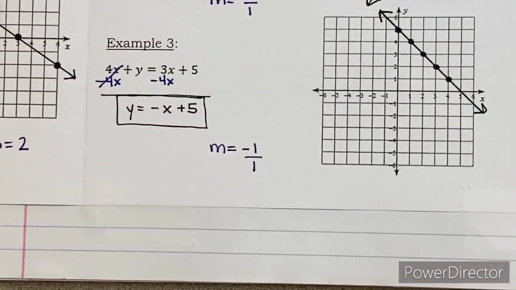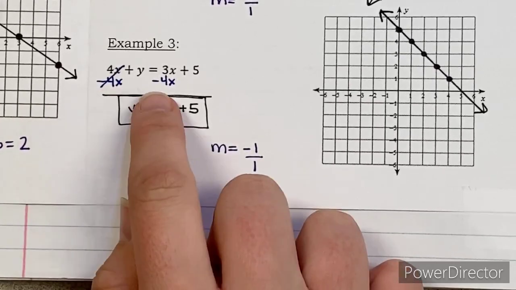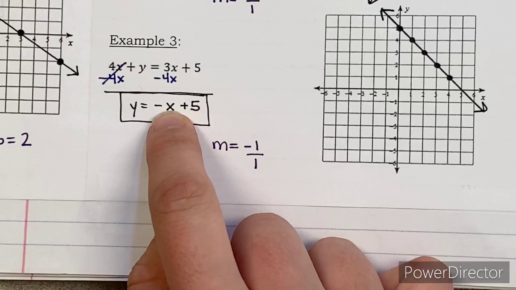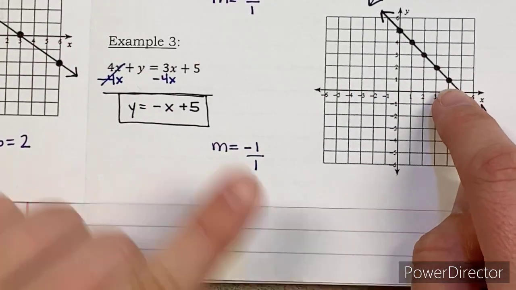Okay, here is example 3. So I subtracted 4x, moved it over there. 3x minus 4x gave me -1x, and then I just brought down the 5. So that actually converted it and fixed it for me. And so then I automatically went over here to start graphing.